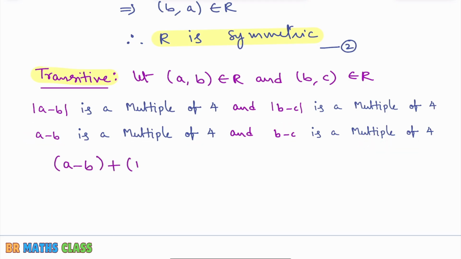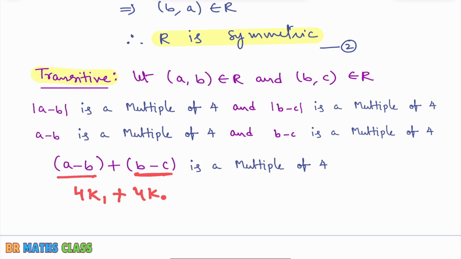If I add A minus B and B minus C, as this is a multiple of 4, like 4×1, plus as this is a multiple of 4, 4×2. If I take 4 common, what you will get when I add these two? 4 times of k1 plus k2. Whatever you will get after adding these two numbers, that is also a multiple of 4.